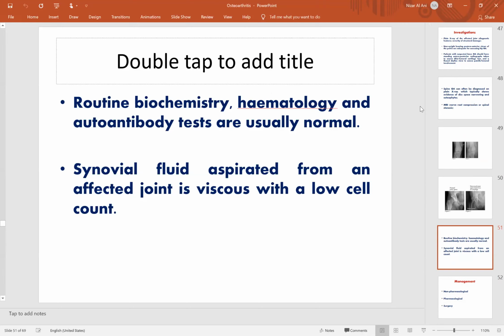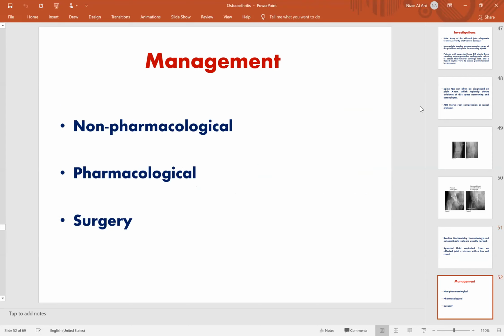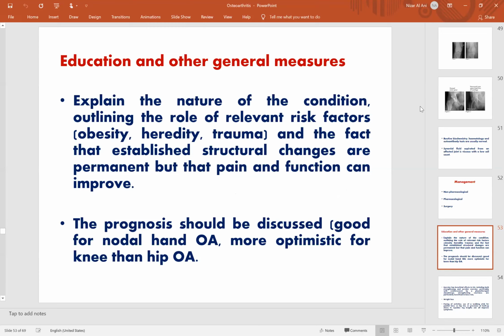If we analyze the synovial fluid, it will be viscous with a low cell count. Management: actually, the management of osteoarthritis is divided into three components: non-pharmacological, pharmacological, and surgery. The education and other general measures are important in osteoarthritis.